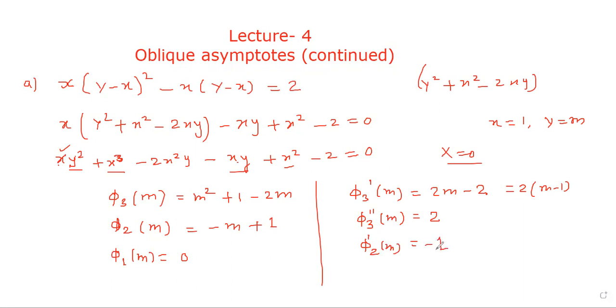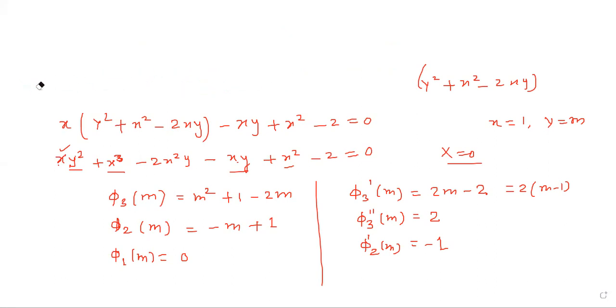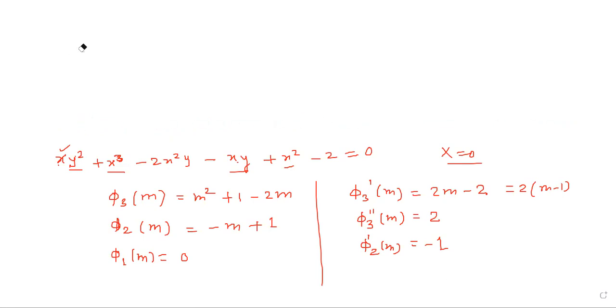Now, let's put phi 3 of m equal to 0 to get the roots or slopes of asymptotes which are real. So m square minus 2m plus 1 equal to 0. So this will give m equal to 1 and 1. So this is the case of a repeated root.